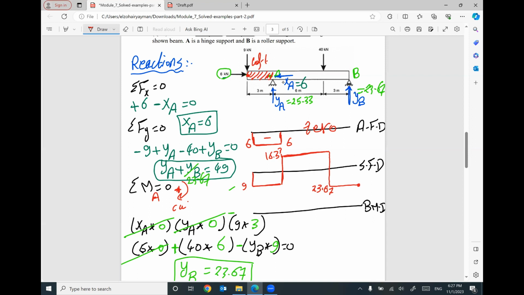You are at 23.67. We have a reaction here, YB going up 23.67. So I'm going to reach 0. Once you reach 0, it looks like we are good. This diagram is negative. This diagram is positive. This diagram is negative.